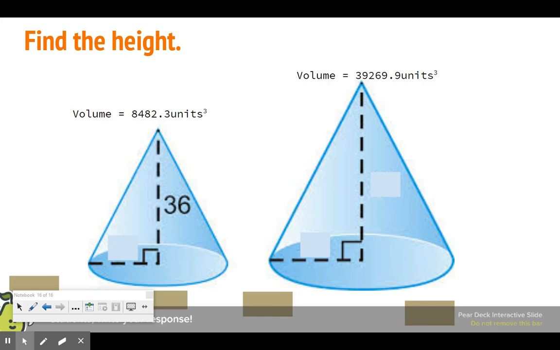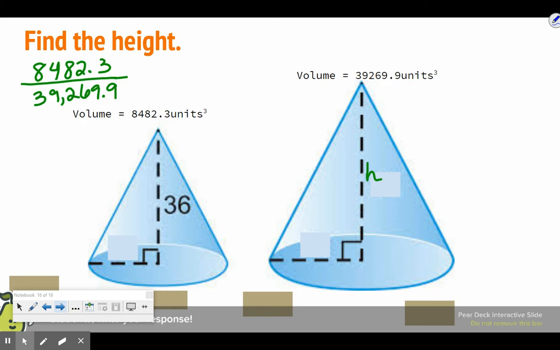Now, what happens when they give you the volumes already, but they want you to find a dimension? So they want us to find the height of the bigger one. Okay, because we already know the height of the smaller one. Okay, so we know that we can't just use 82 over 39,269. Okay, that's not how it works. Okay, so we can't say 8,482.3 over 39,269.9. Okay, that doesn't work because we're trying to find a dimension now, a length.